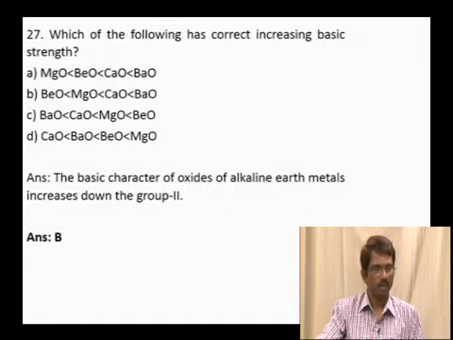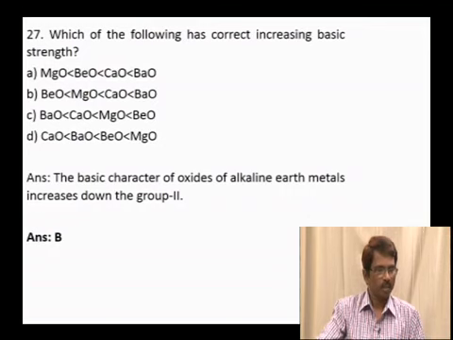In the 27th question, which of the following has correct increasing basic strength? The oxides of alkaline earth metals are given, and in the alkaline earth metals the basic character of oxides increases down the group from beryllium to barium. That means BeO is less basic compared to MgO, which is less basic compared to CaO, and then BaO will have the maximum basic strength.